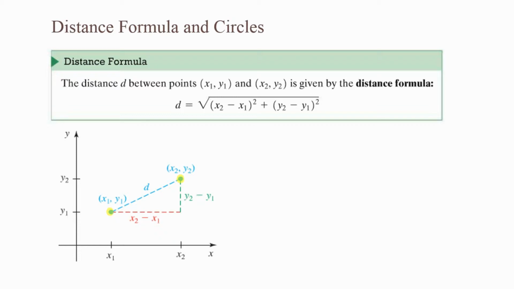a right triangle. Taking the difference of x2 and x1, squaring it, adding that to the difference of y2 minus y1 squared, I'll have c squared, which is the hypotenuse. Once I take the square root of that result, I have my distance d.